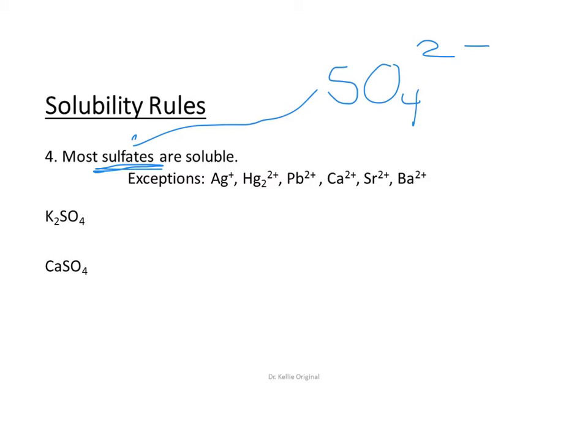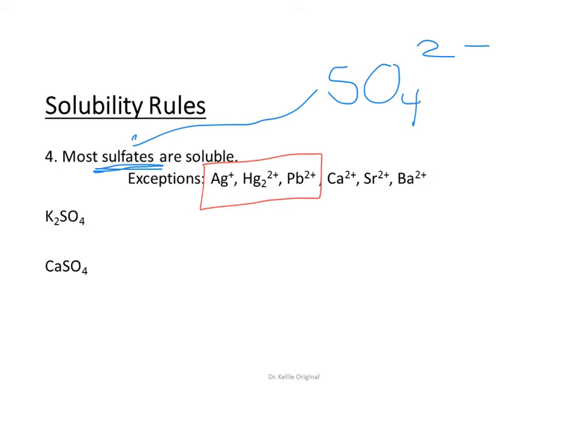The exceptions to this rule can be broken down into 2 categories for memorization. First, round up the usual gang of suspects, right? The same 3 troublemakers that we had for our chlorides, bromides, and iodides are also troublemakers for our sulfates. Then we throw in 3 more suspects. Rather than memorize these guys outright, look where they're located on your periodic chart.